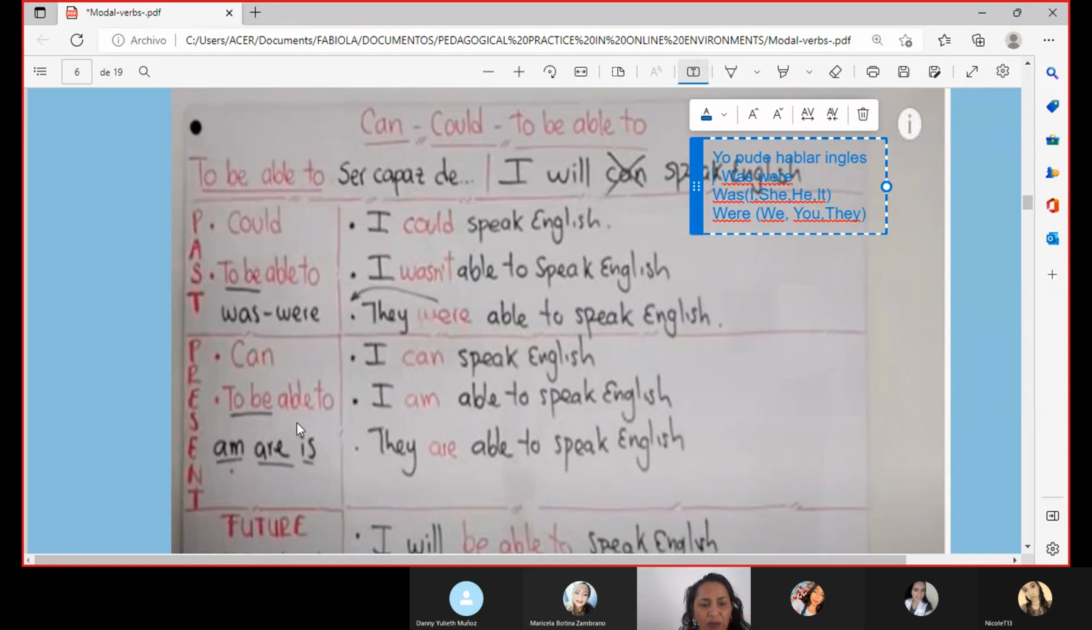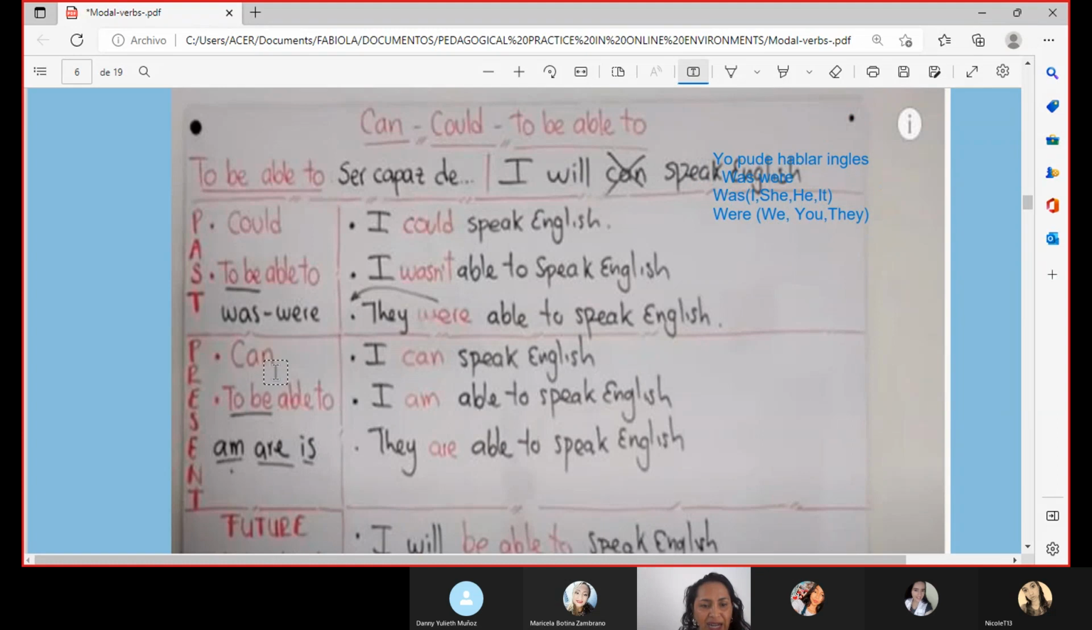Okay, but in present simple, you use can or to be able to, but in this case, in present simple, you use the verb to be: am, are, or is. For example, I can speak English. Or I am able to speak English. And they are able to speak English.